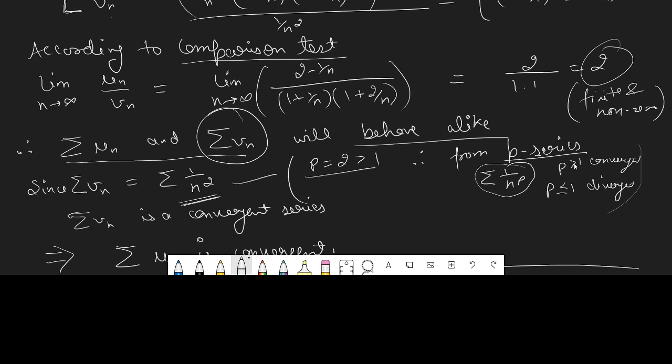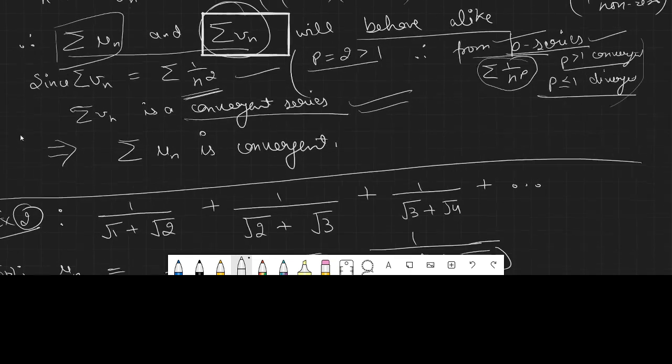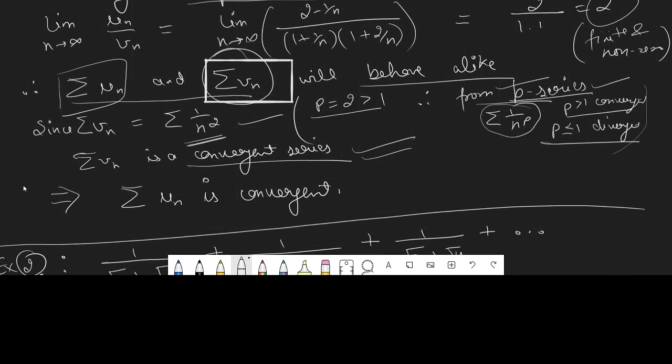From the p-series test, for p greater than 1 the series is convergent, and for p less than or equal to 1 the series is divergent. So Vn is a convergent series. Both series behave alike, so by the comparison test we can conclude that the given series is convergent. Okay, this is done.